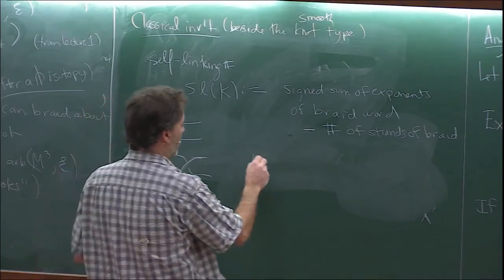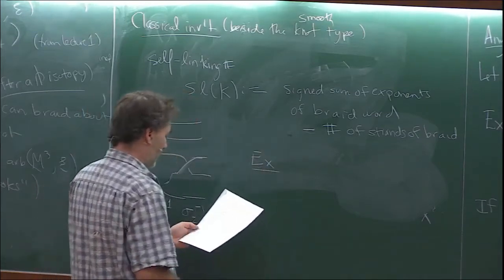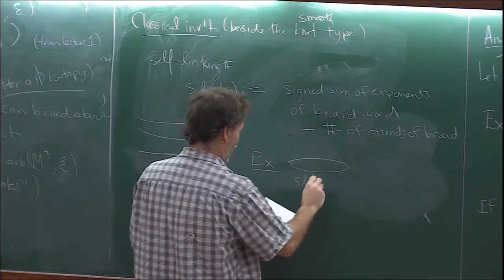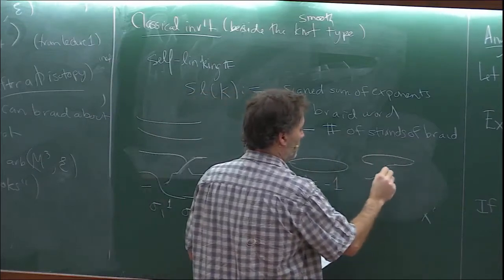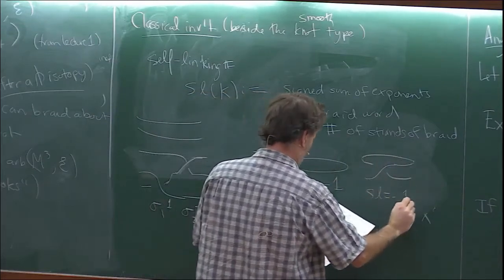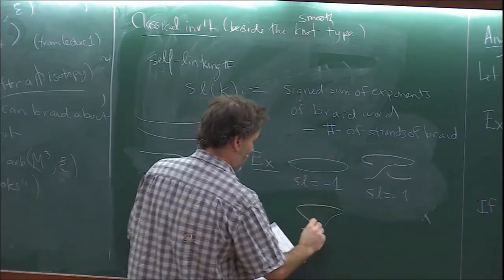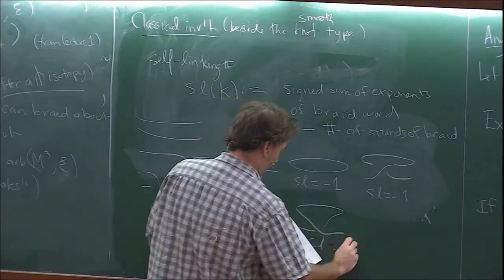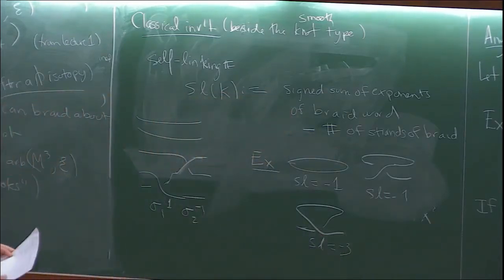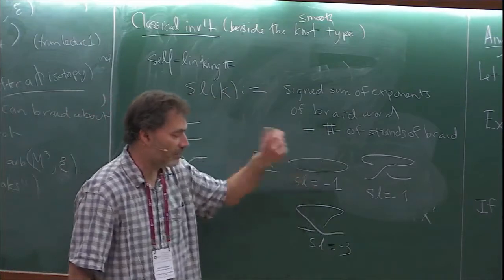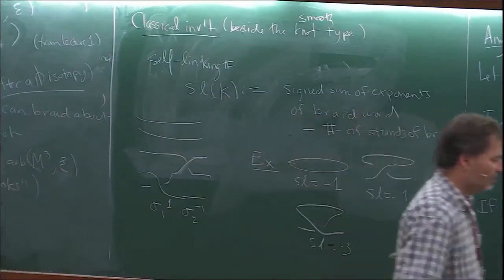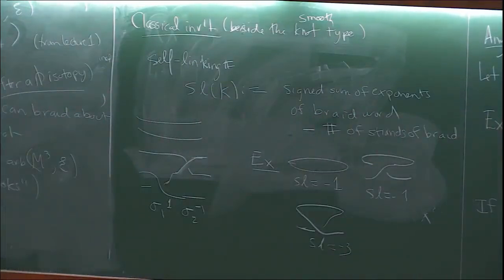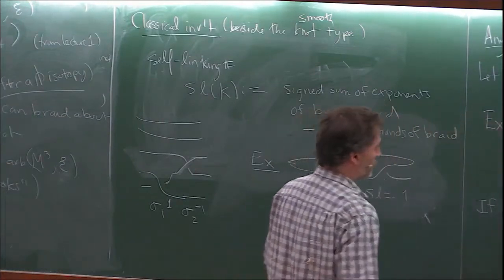Actually, this is a link. So let me do something even easier. Here, for example, the self-linking number is -1 because I just have one strand. Here it's also -1, and here it's 3. So this says right away that this guy is not transverse isotopic to either one of these two. And in fact, as was discussed earlier, sometimes the classical invariants are enough to detect Legendrian knots. That is also true for transverse knots.